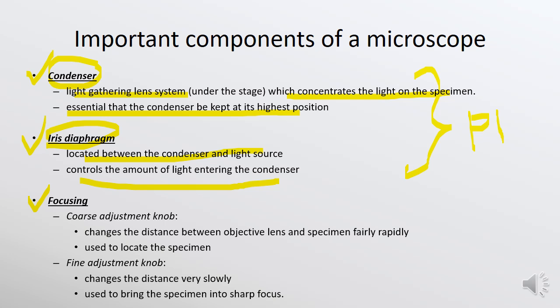On the other hand, you have to worry about the focusing. The focusing is divided into a coarse adjustment knob and a fine adjustment knob. Coarse adjustment is usually used to change the distance between the objective lens and specimen very rapidly, and usually we use it to locate the specimen. Which means you have your slide, right? Your sample can be anywhere on the slide. So in order to find your sample or particular area, we use the coarse adjustment knob. On the other hand, fine adjustment changes the distance very slowly. Usually we use it for final tuning, to get a sharp focus of your image.